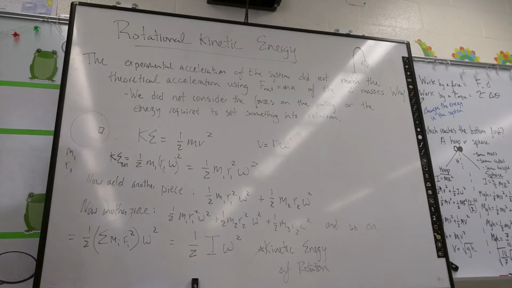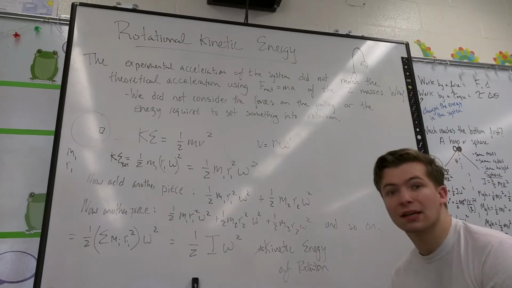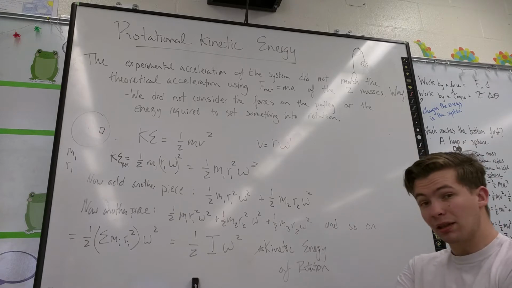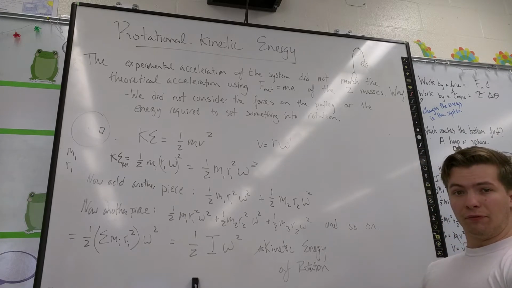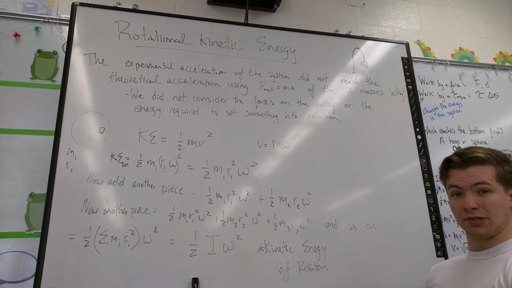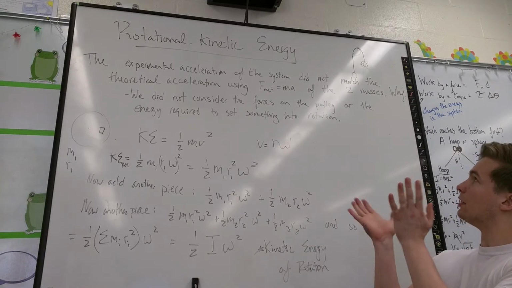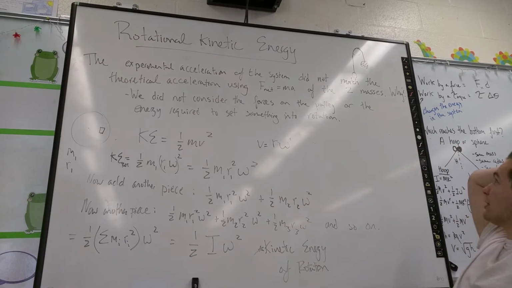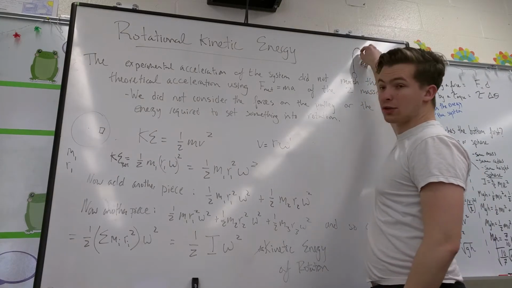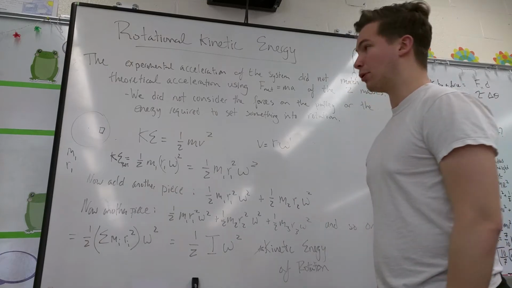In our pulley lab last week, we found the acceleration of the system experimentally, and we saw that that was significantly lower than if we used F net equals ma on the two masses and figured out the acceleration that way. So why? Well, we did not look at the pulley itself, and we haven't yet in this course considered the forces on that pulley or the energy associated with spinning the pulley.